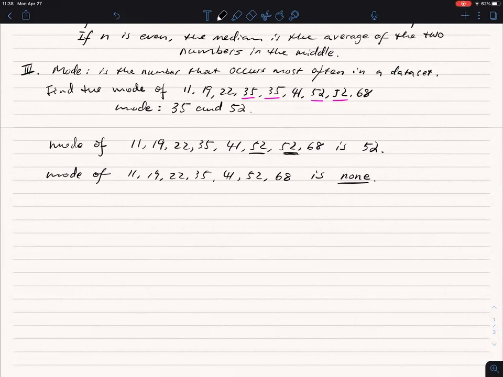Okay, so I can have a remark here. A data set can have how many modes? A data set can have no mode, right? Or one mode, or more than one mode.